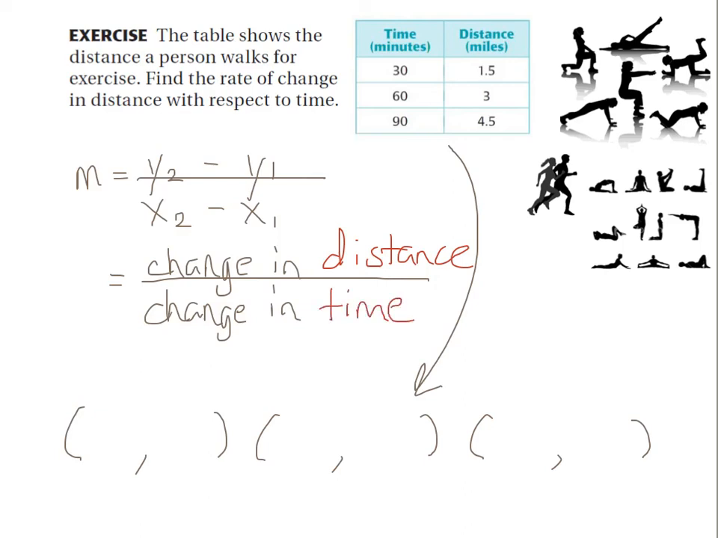And to help yourself out, give time and distance, minutes and miles, their own variable. Let's let time be x and distance be y. Then, as you can clearly see, you can take these data points and make them into ordered pairs. Here, I'll do the first one for you. If the time is 30 minutes and you've gone 1.5 miles, that would represent (30, 1.5). And of course, you can fill in the rest based on that.